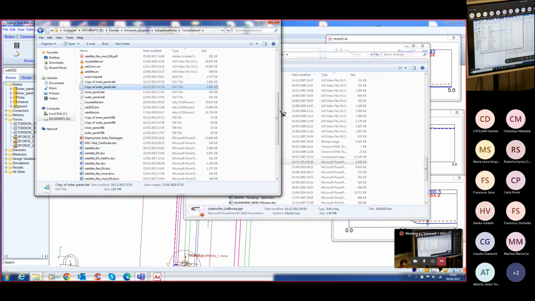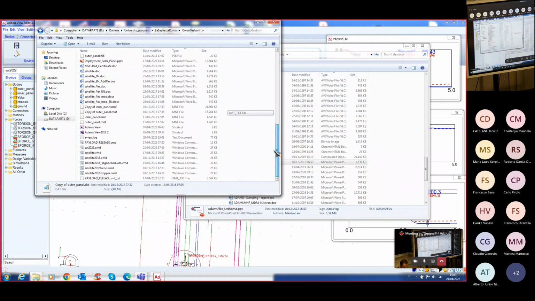If you run Nastran using this file, you get these results. A file called inner panel.mnf and outer panel.mnf. I sent you these two files. Please, Michele, can you confirm this? They have this file available. Inner panel.mnf, outer panel.mnf.